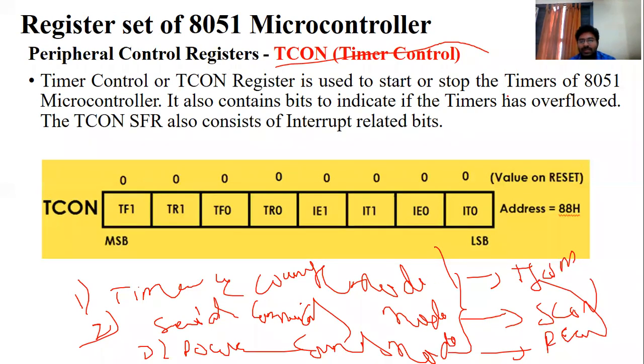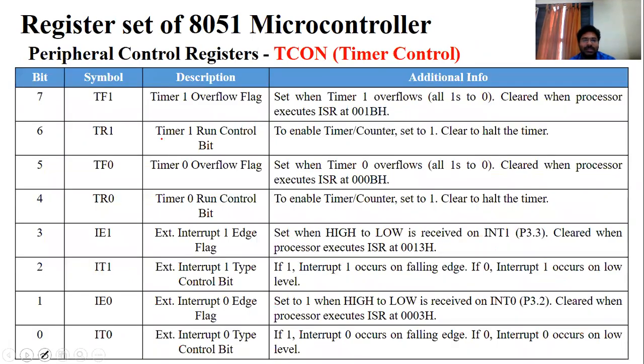So for accessing the timers of the 8051 microcontroller, we are using these timer control registers. This is the 8-bit list. You see each and every bit of the register. What are TF1, TR1, TF0? TF1 means the timer overflow flag. What is the use of this one? When this is set, it is equal to 1.